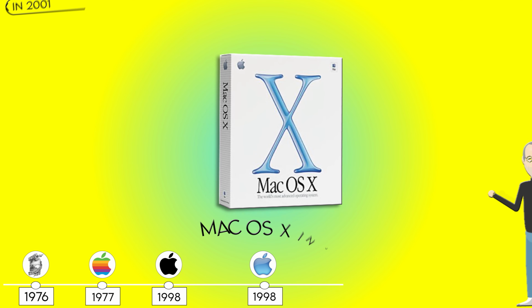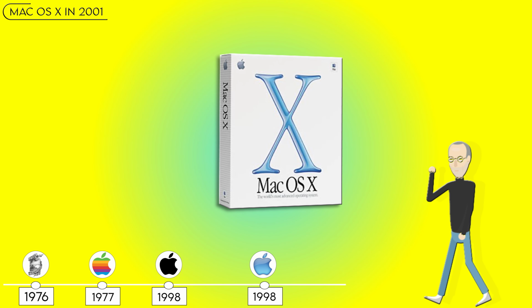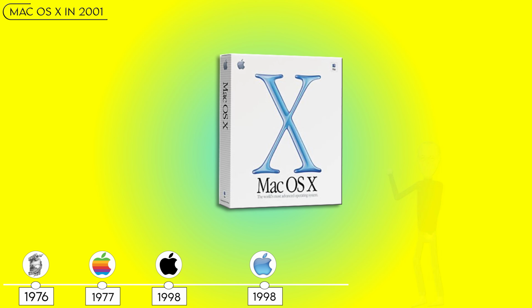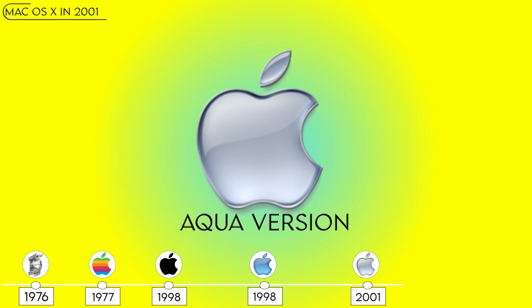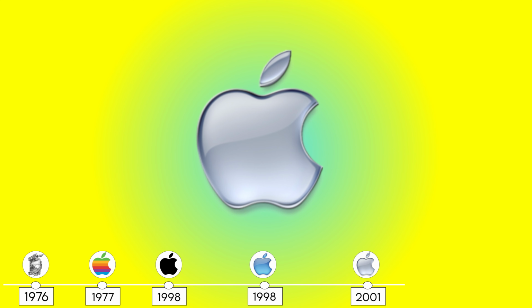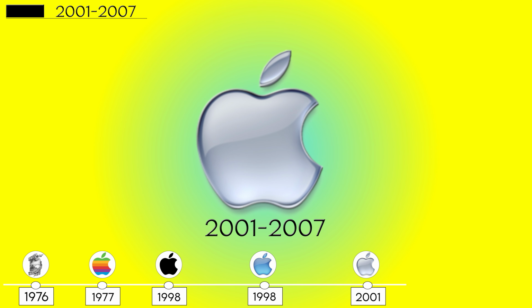Then Apple released Mac OS X in 2001, a new operating system with a glossy user interface called Aqua. Apple changed its monochrome logo to the Aqua logo to match Mac OS X. This logo was used from the year 2001 to 2007.